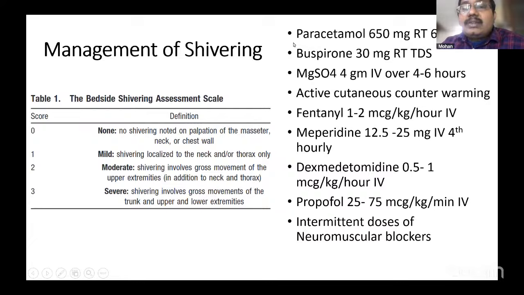We manage it with paracetamol 650 mg, buspirone 30 mg TDS, magnesium sulfate, skin counterwarming, fentanyl, meperidine, opioids, dexmedetomidine, propofol, and intermittent doses of neuromuscular blockade. Now I must tell you that in the induction phase, we can give full boluses of these drugs.